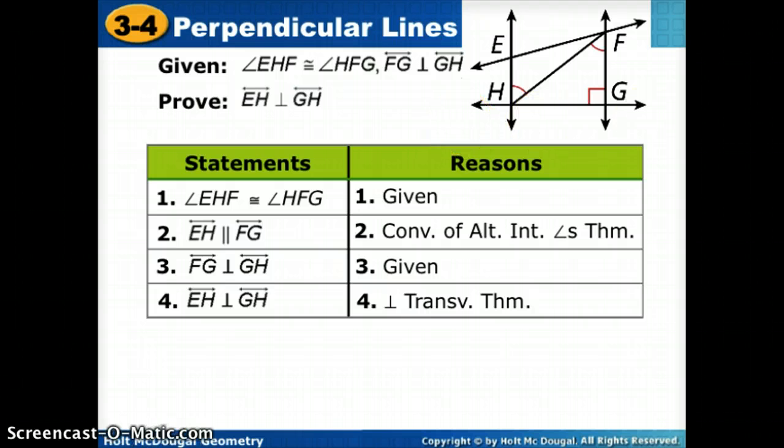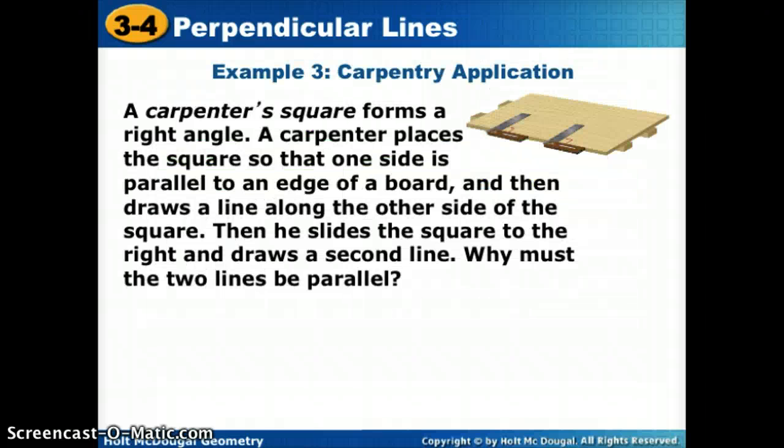All right, we're going to look at one more little example, looking for an explanation. So let's read this together. It says a carpenter's square forms a right angle. A carpenter places the square so that one side is parallel to an edge of a board and draws a line, and then draws a line along the other side of the square. Then he slides the square to the right and draws a second line. Why must the two lines be parallel?